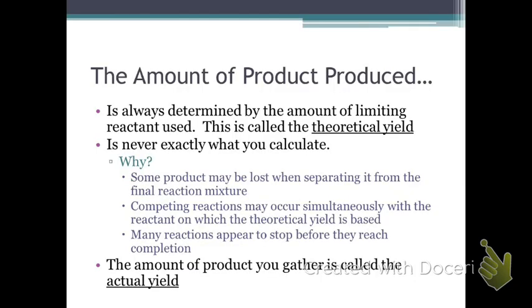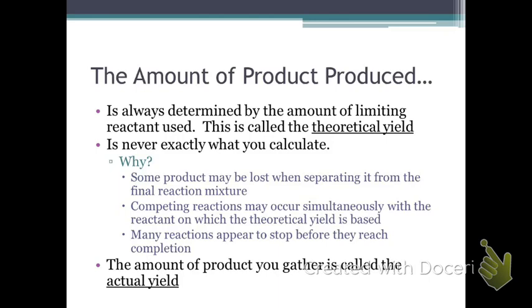First, let's talk about how much product you can produce from a reaction. How much you can make is always determined by how much limiting reactant you used, and how much you could make is called the theoretical yield. However, you never get what you calculated. You never get in lab what your theoretical yield says you should get. And the question is, why?